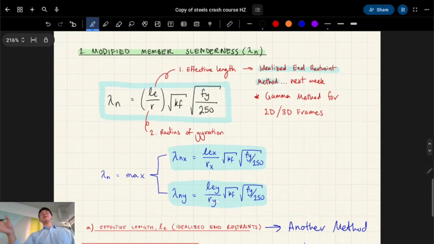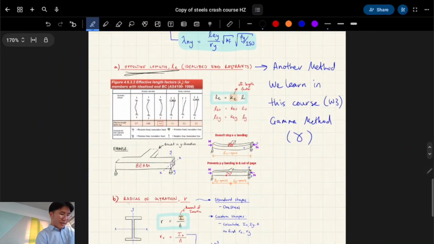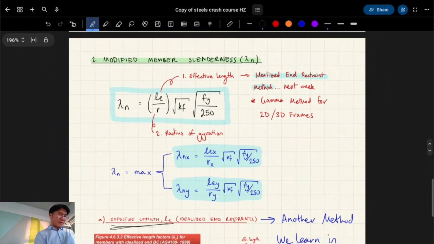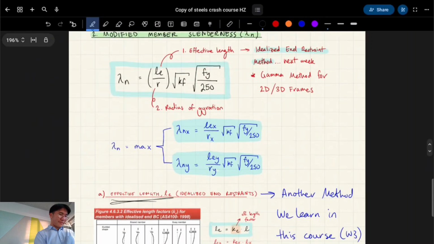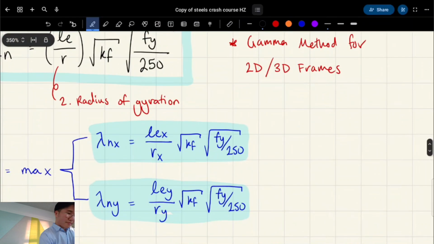Okay, gamma N, modified member slenderness, is going to depend on 2 sub-factors. Sorry, I forgot to write them above. The first one's effective length, okay? So we're going to talk about that. And then the second one is radius of gyration. Okay, so here's where we're getting into that buckling theory. Basically, effective length is the length multiplied by some kind of factor, right? So L_E is K times L.